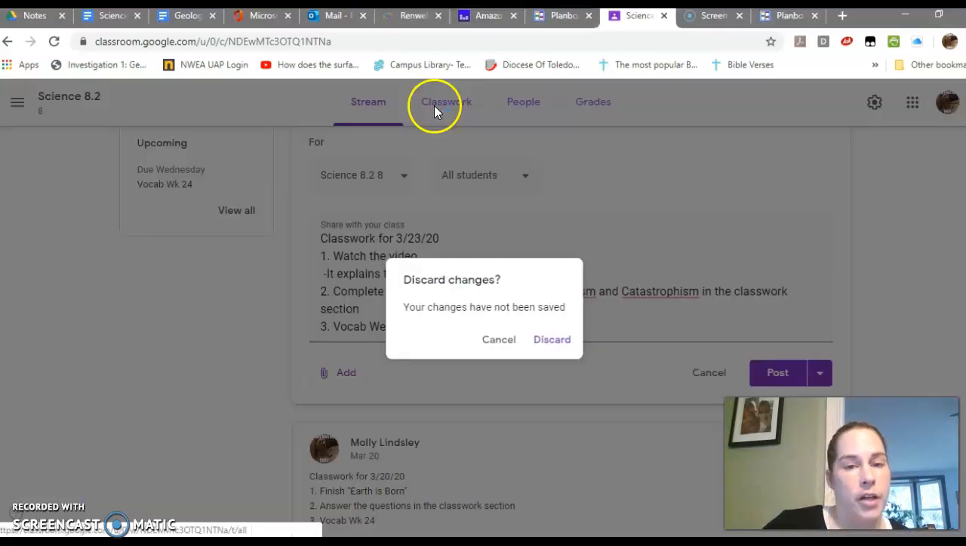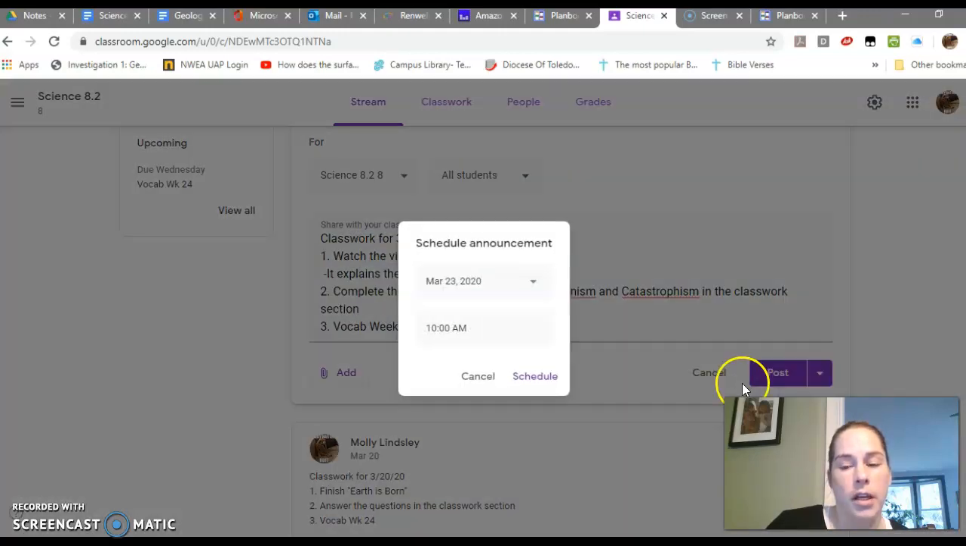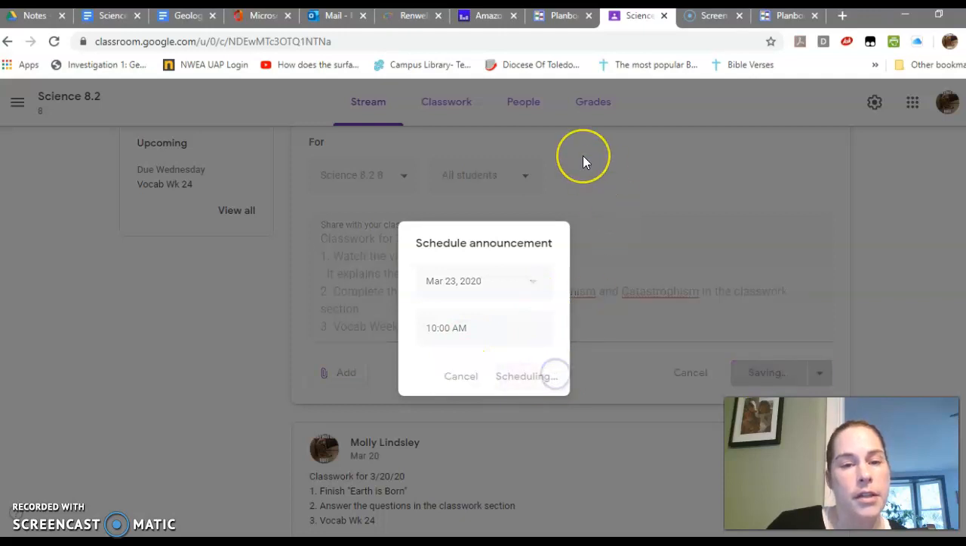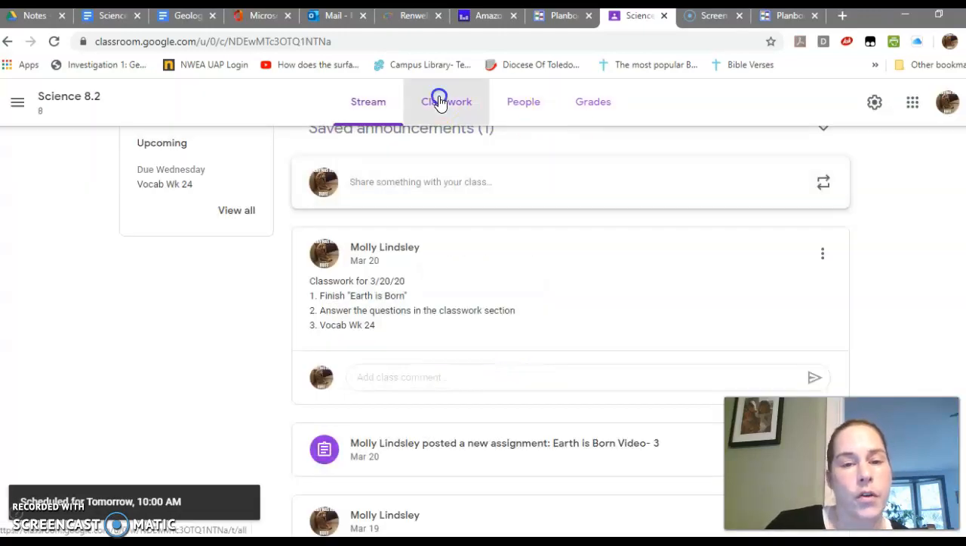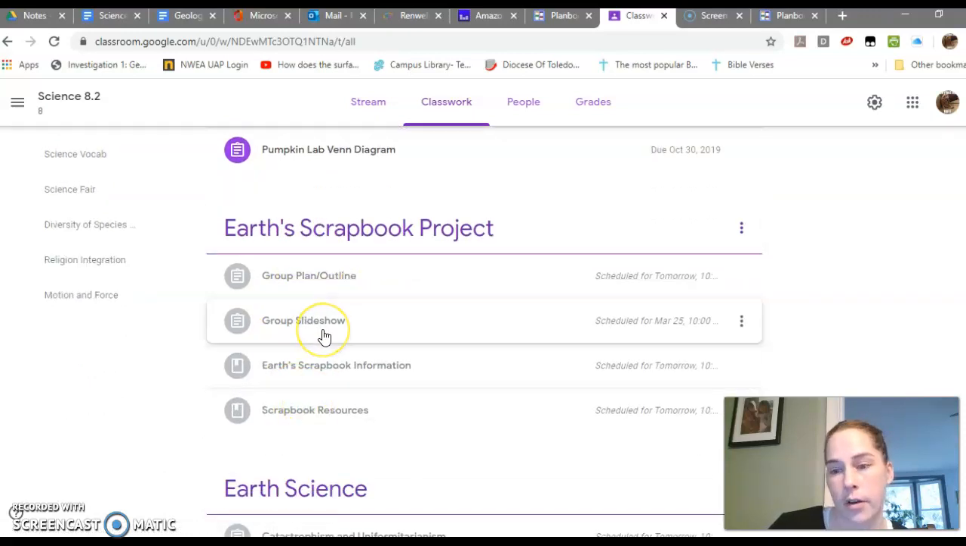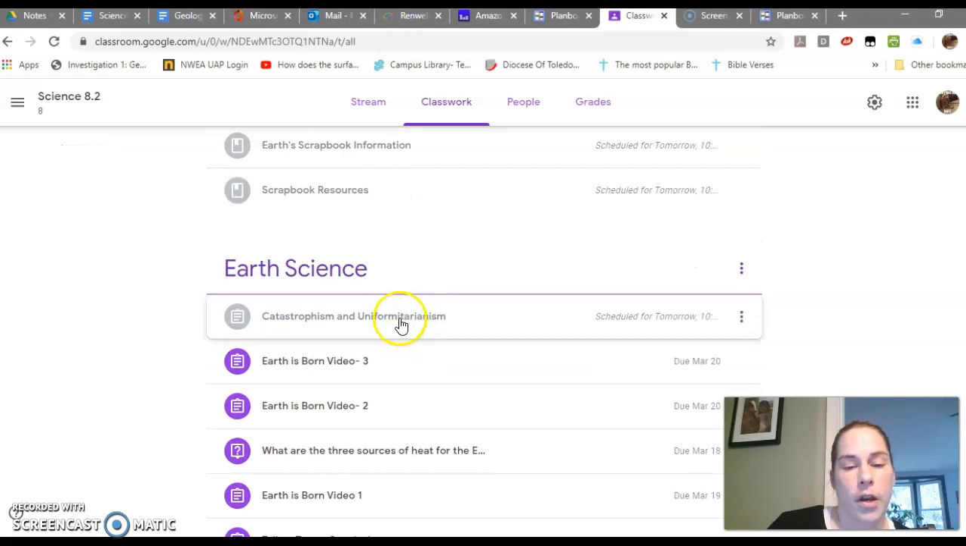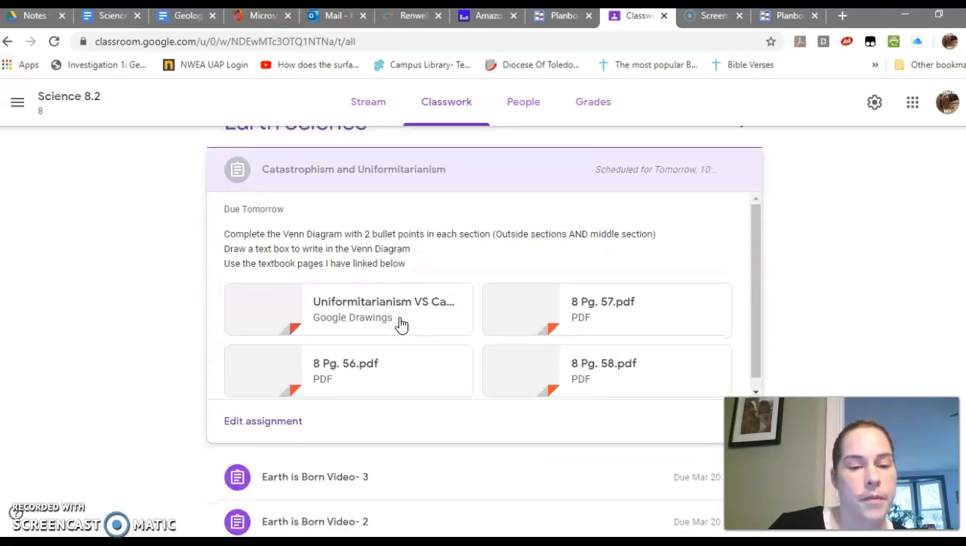Okay, the group project. I can schedule this. I have created a bunch of links and resources for you, and I put them all under a section called Earth Scrapbook Project. Now, it looks grayed out for me today because it's going to launch tomorrow at around 10 o'clock. First, though, you have this assignment here called Uniformitarianism and Catastrophism.